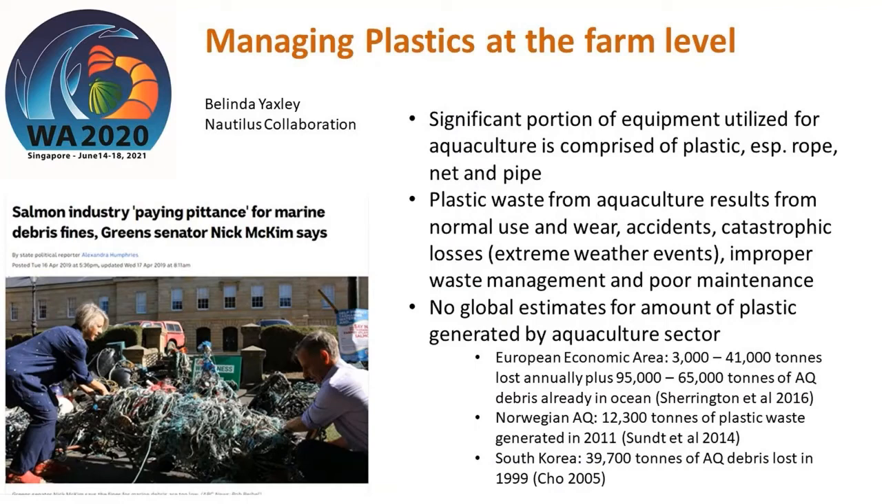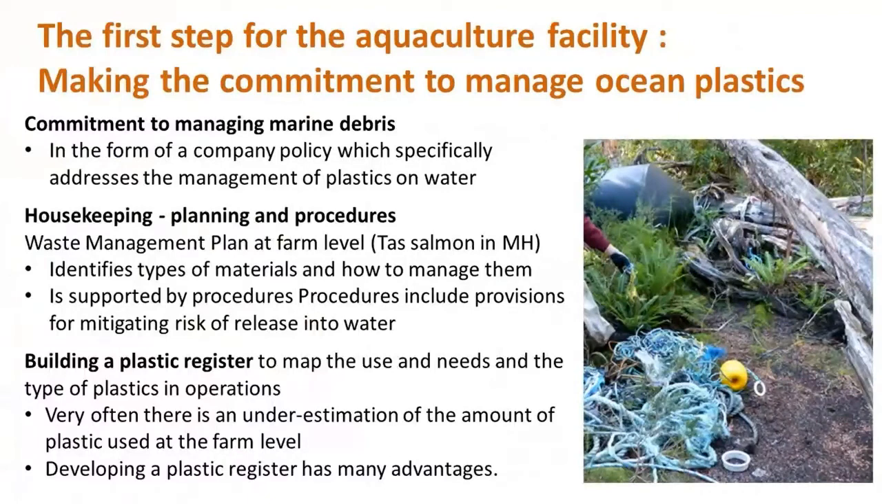There is, however, more recently one sector that's certainly making strong advances towards managing plastics on farms, which is the Tasmanian salmon industry, and I'll give some examples there of the approach. So the first step for the aquaculture facility, and this has been the approach for the Tasmanian salmon industry, is to make the commitment to manage ocean plastics. This commitment is in the form of a company policy which specifically addresses the management of plastics. So it's getting the entire business on board to commit to putting systems in place.